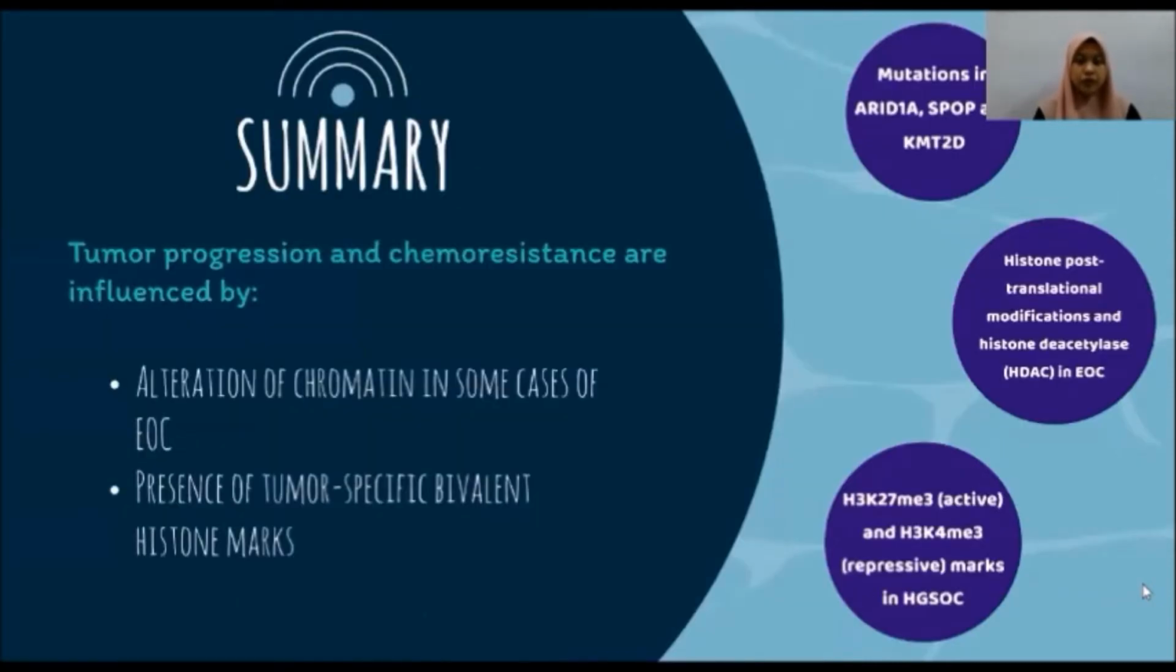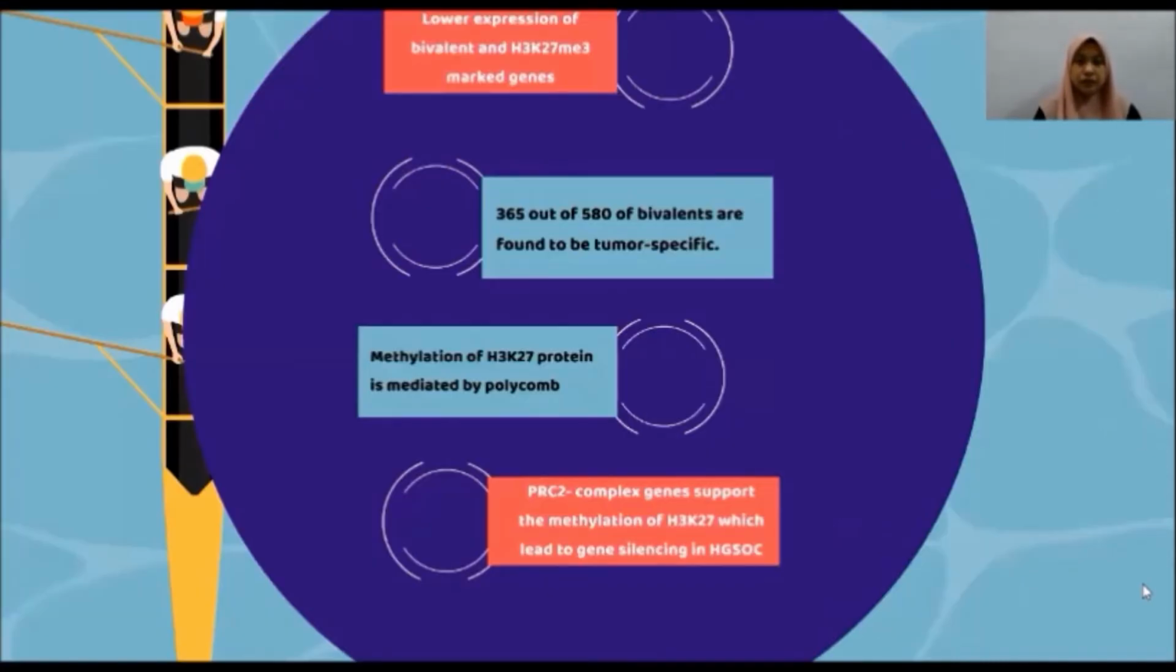Lastly, H3K27me3 and H3K4me3, which are repressive and active histone markers respectively, have been studied in high-grade serous ovarian cancer. The results include lower expression of bivalent and H3K27me3-marked genes. Out of 580 bivalents, 355 of them are found to be tumor-specific. Plus, the methylation of H3K27 is mediated by a polycomb complex called PRC2, where the PRC2 complex gene will support the methylation process and lead to gene silencing in high-grade serous ovarian cancer.